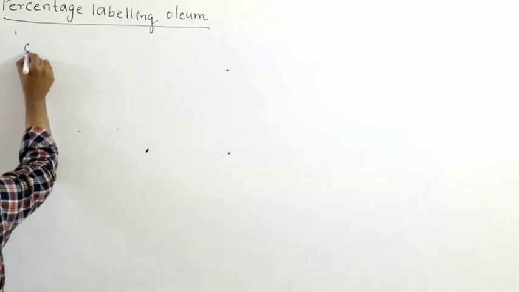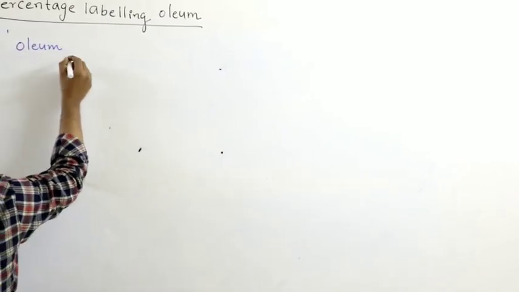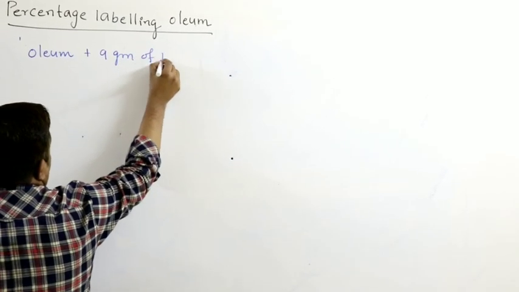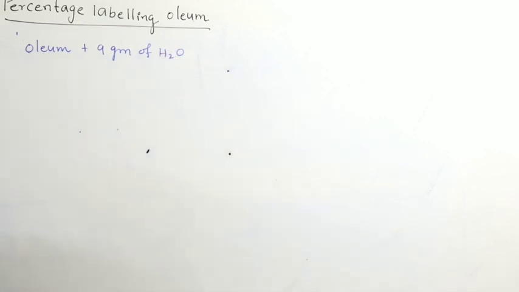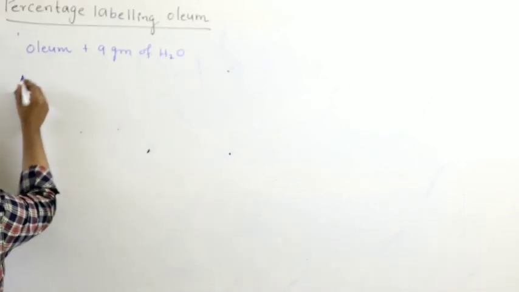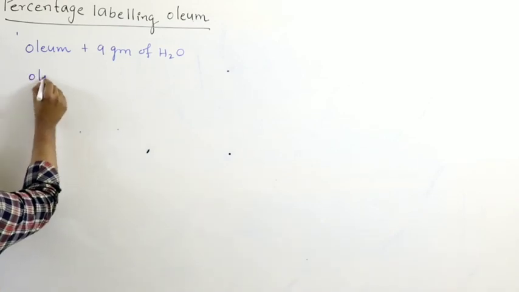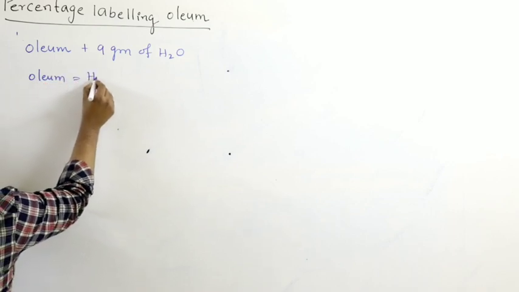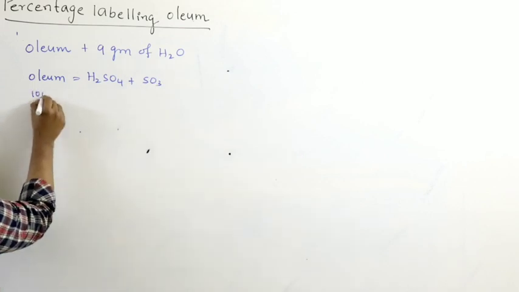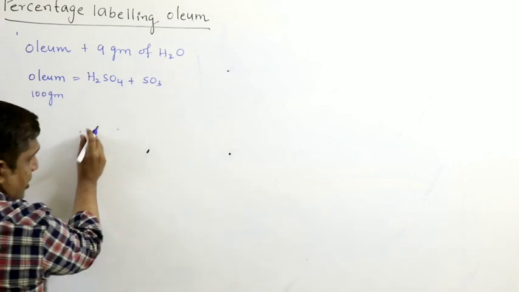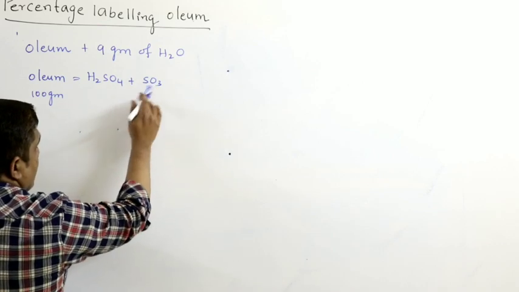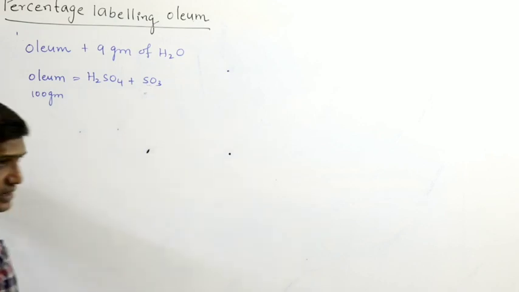Suppose some 100 grams of oleum we have taken. To this, say you have added 9 grams of water. Let us see what is the meaning of this. So if I take 100 grams of sample, H2SO4 plus SO3, say this is a 100 gram sample of oleum. We don't know the weight of SO3, we have to find the total amount of H2SO4, that is the meaning of percentage labeling here.